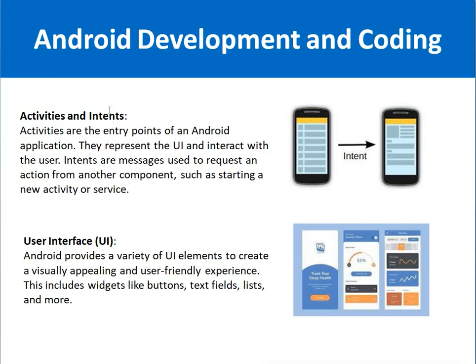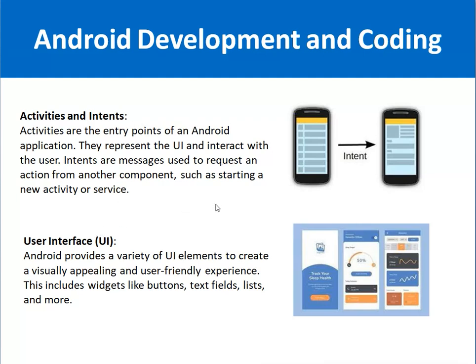Then activities and intents. These are two separate main things. Activities are the entry points of the Android application. They represent the UI and interact with the user. For example, you are inputting text in an input field, or entering login information in a text field. Also, intents are messages used to request an action from another component, such as starting a new activity or service. So these are the two things.